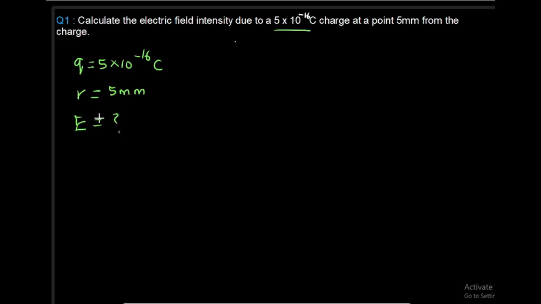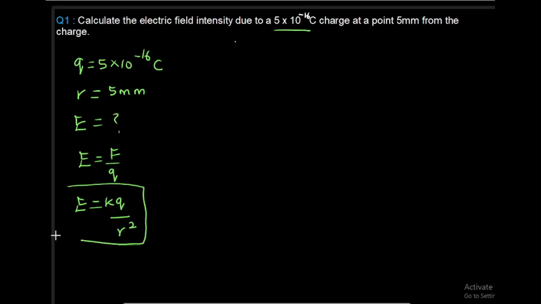Now remember, when it comes to calculating electric field intensity, we have two equations: E equals force over charge, or E equals KQ all over R squared. From the look of things, we have to go with this second one since we are looking at distance and charge. We cannot use the first one because they did not give us the magnitude of the force. So this is the equation we are going to use.